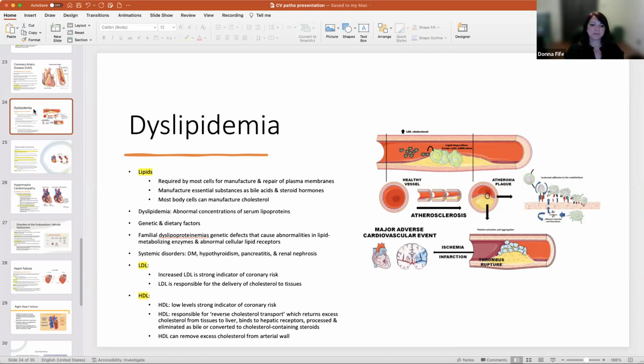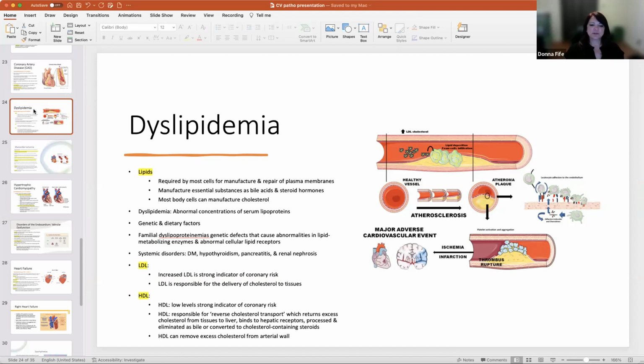Familial dyslipidemias are genetic defects that cause abnormalities in lipid metabolizing enzymes and abnormal cellular lipid receptors. Systemic disorders associated include diabetes, hypothyroidism, pancreatitis, and renal nephrosis. We have the LDL, or low density lipoprotein. Increased LDL is a strong indicator of coronary risk.